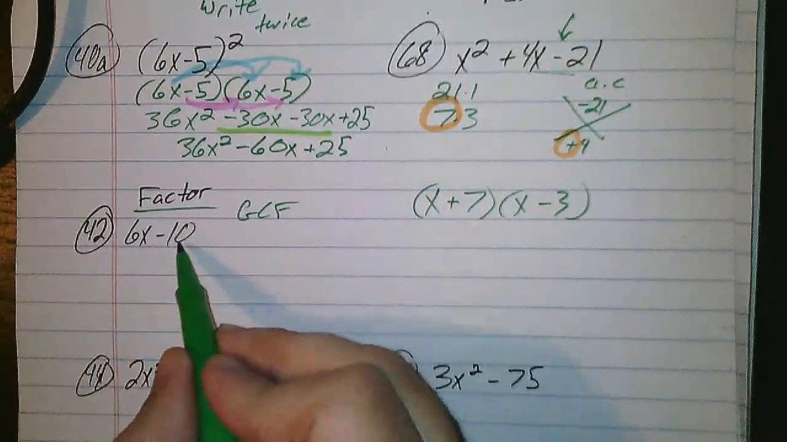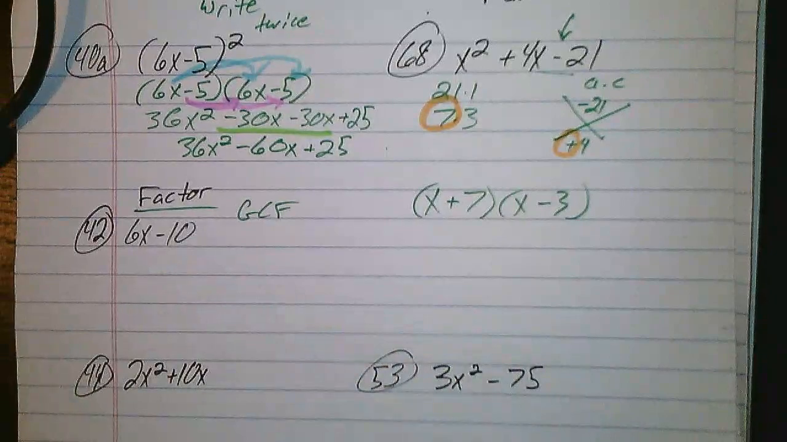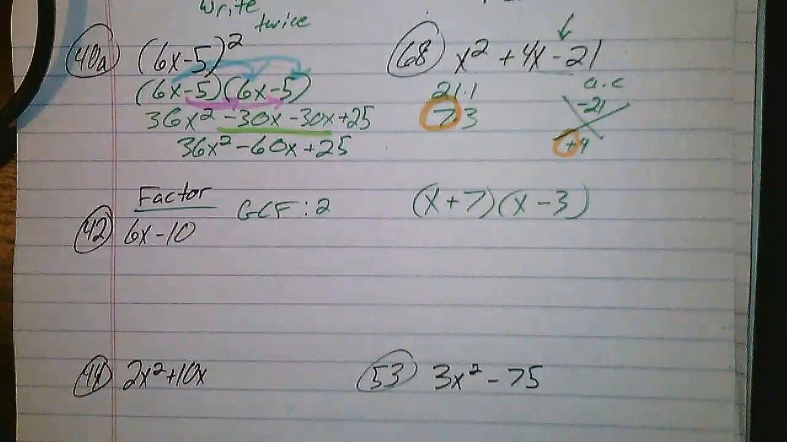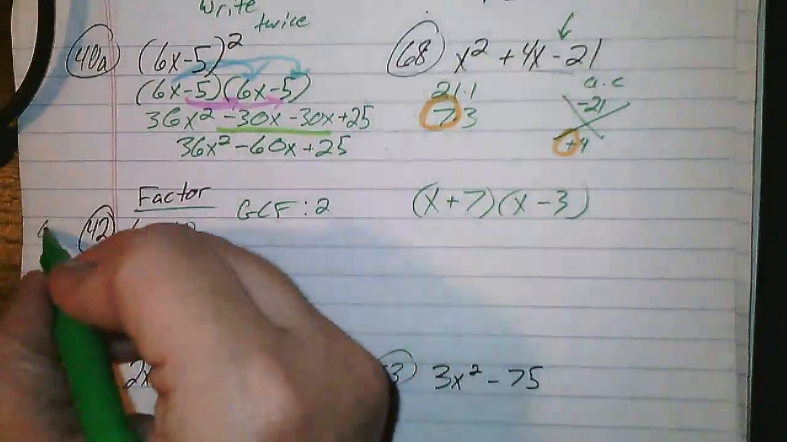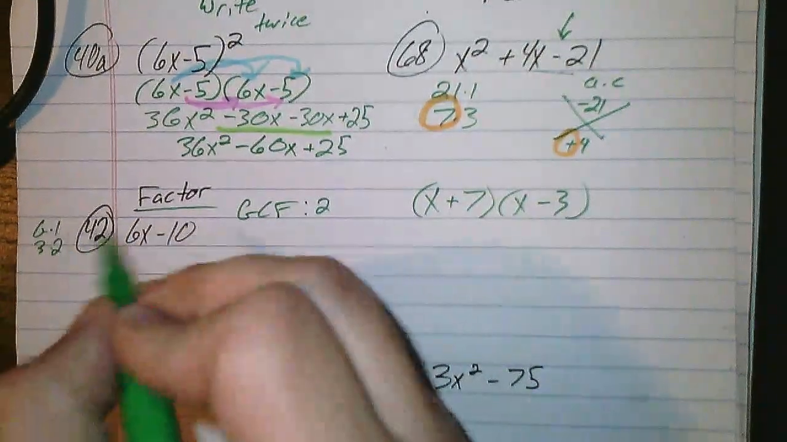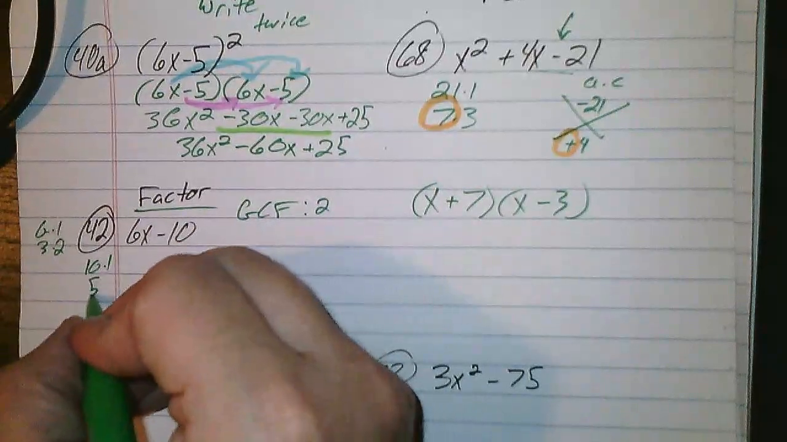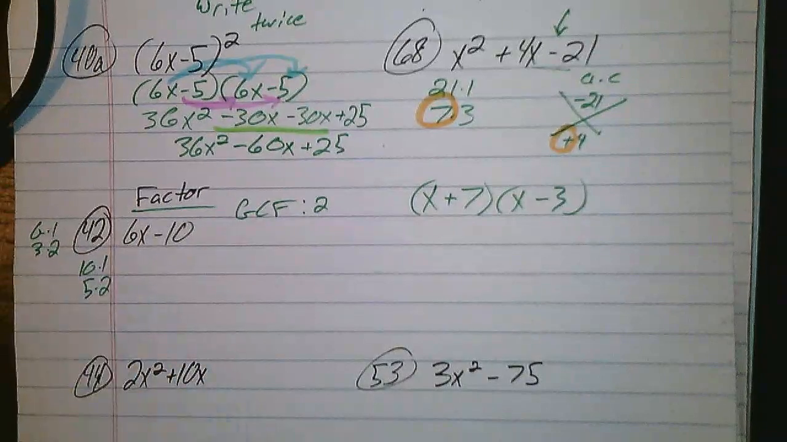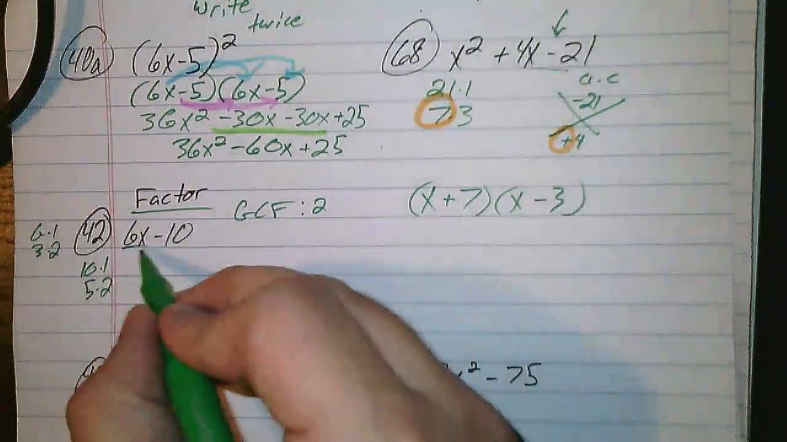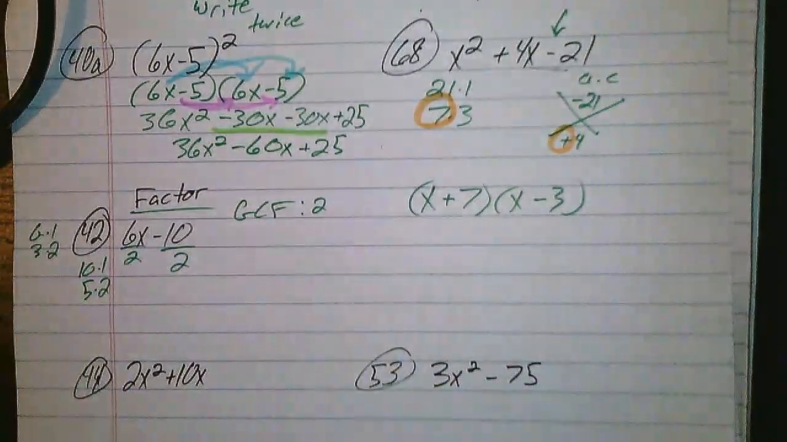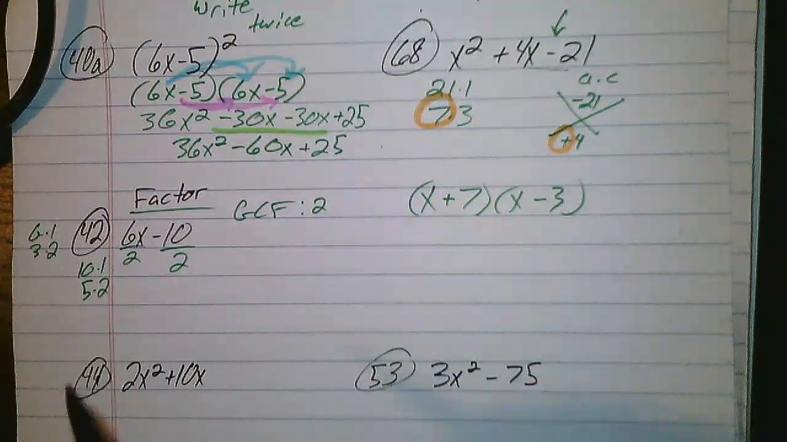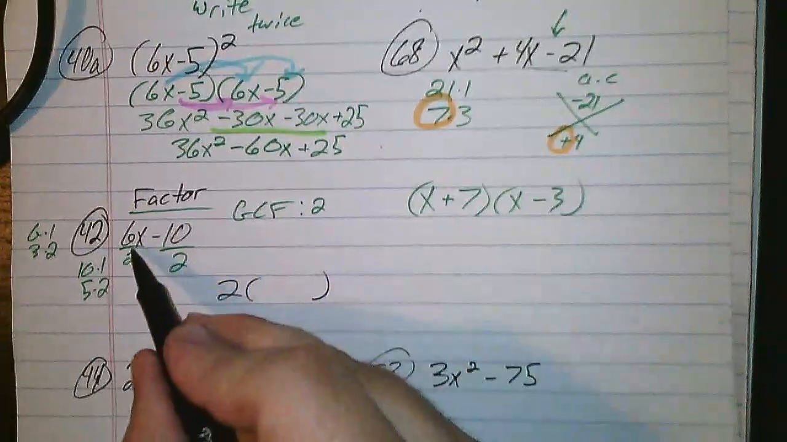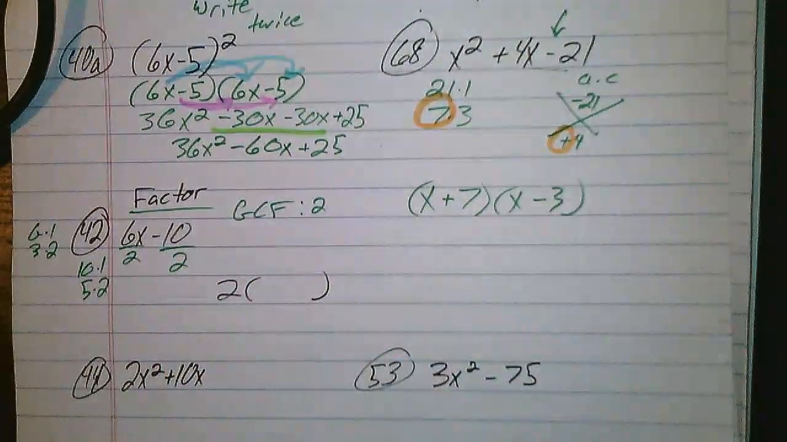And 6x and this 10, the only factor they have in common is 2. There's 6 times 1, 3 times 2, and then 10 times 1 and 5 times 2. So other than 1, their greatest factor is 2. So you're basically going to divide both terms by 2, but don't forget to put your GCF out front. And whatever we get here will go in the parentheses.